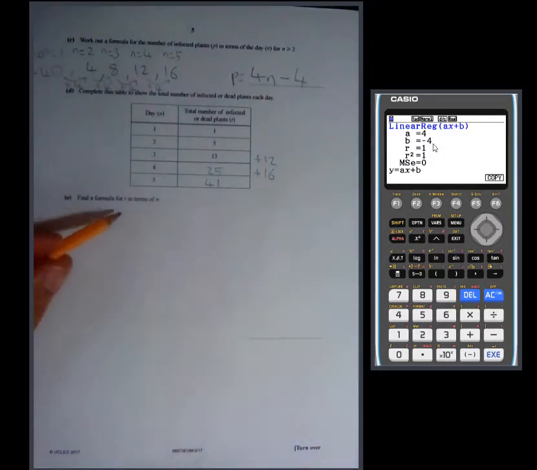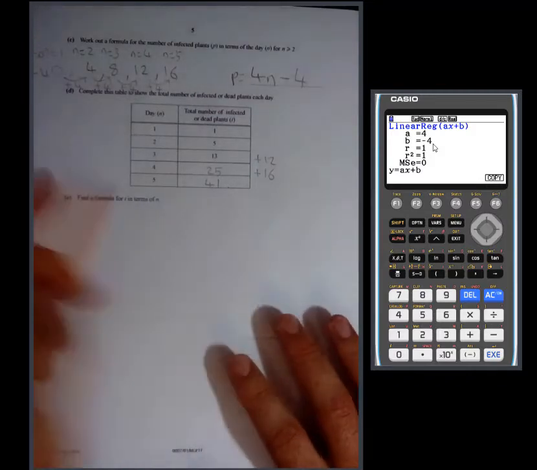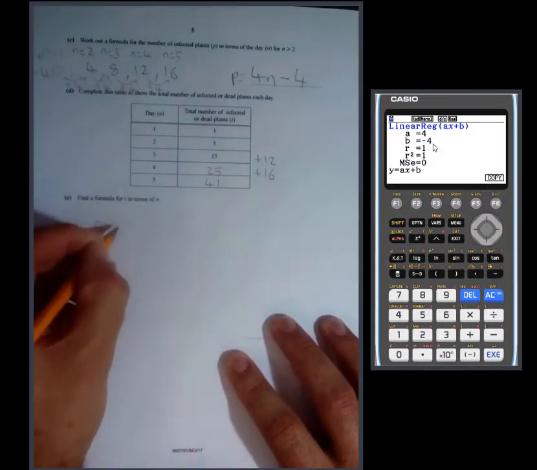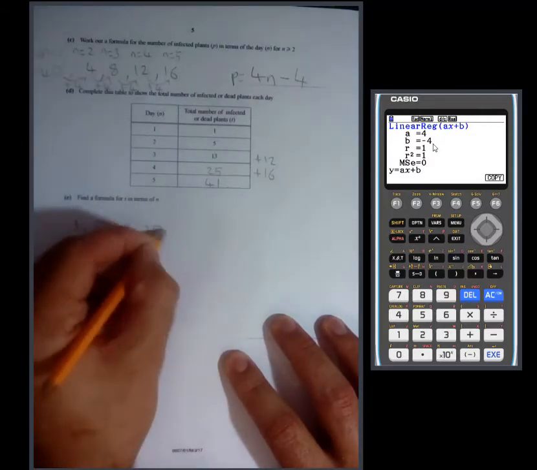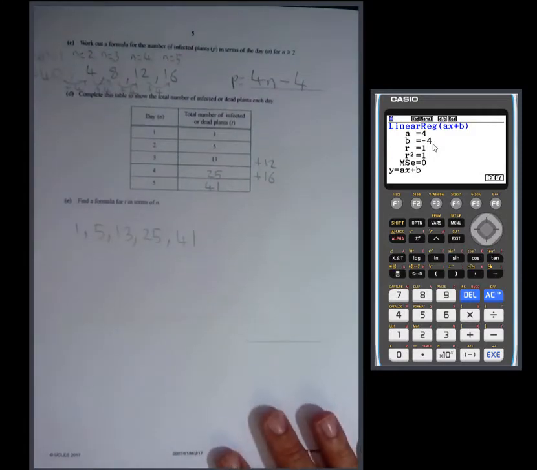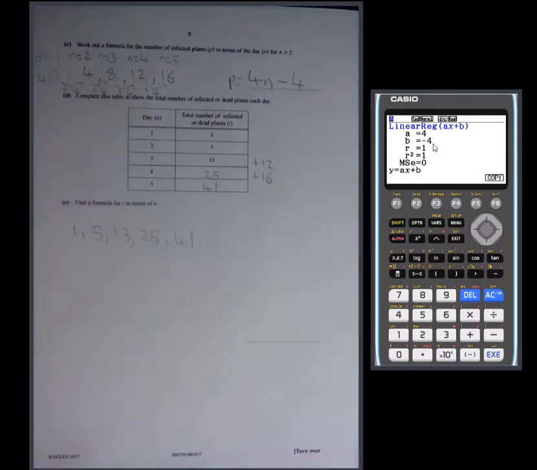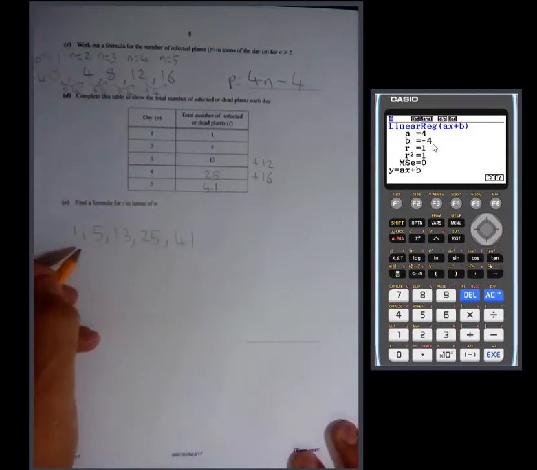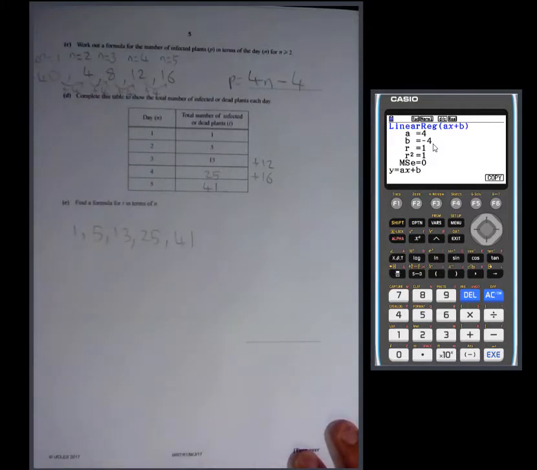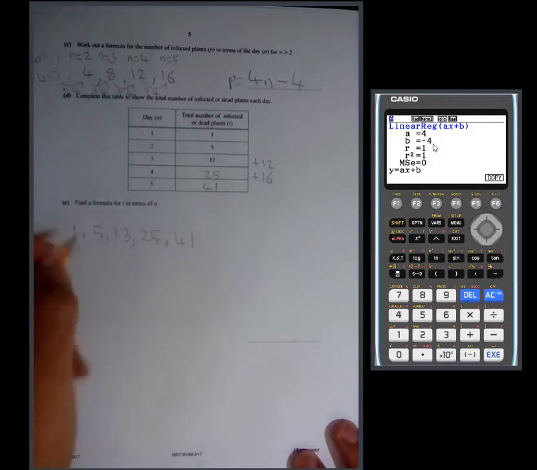Find a formula for t in terms of n. So again, standard sequence approach, you write out the sequence. 1, 5, 13, 25, 41. Find some differences. I suppose it's good practice to just check it's not geometric, as in this is times by 5. Does times by 5 work here? It doesn't. So you could check it's Fibonacci, 5 plus 1 is 6, no, it doesn't work. So then we go to differences.